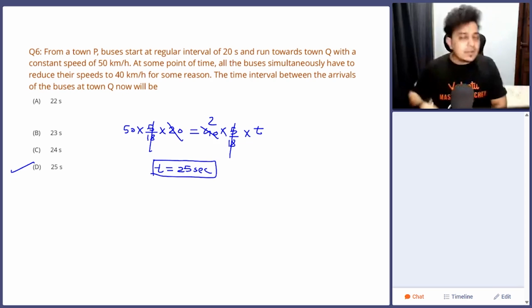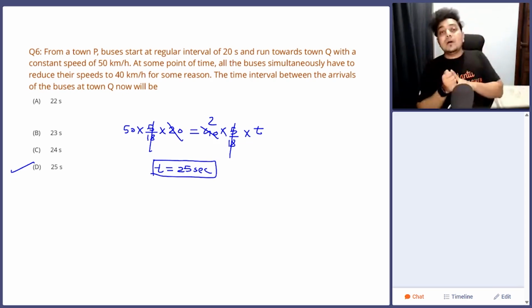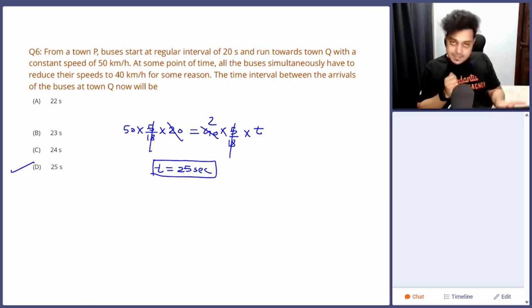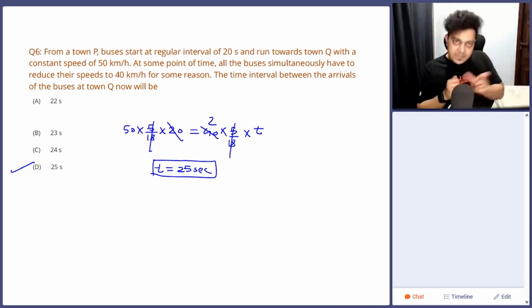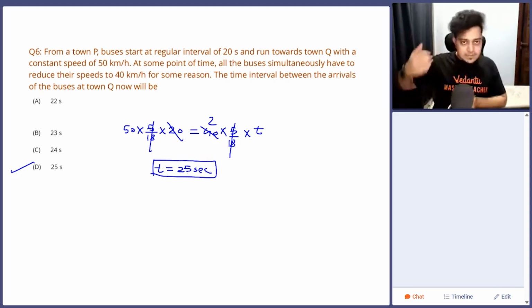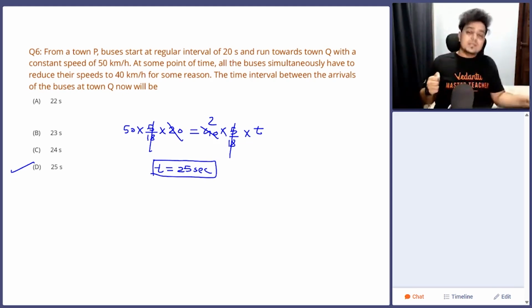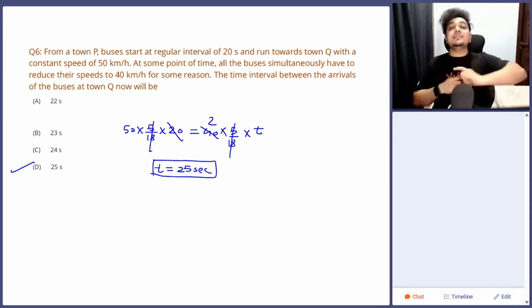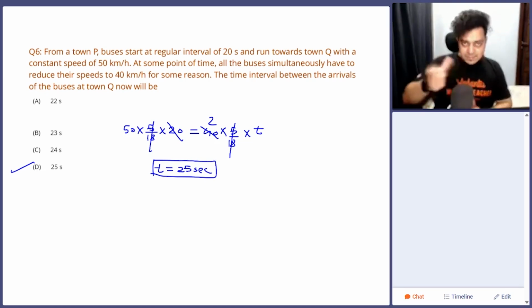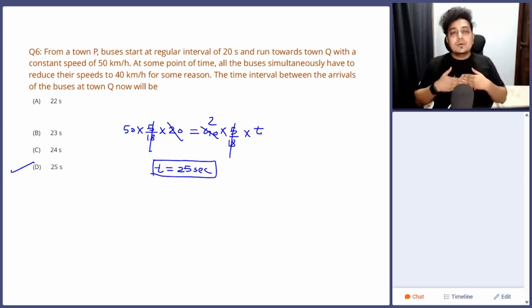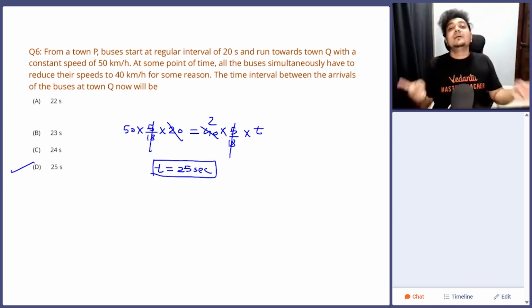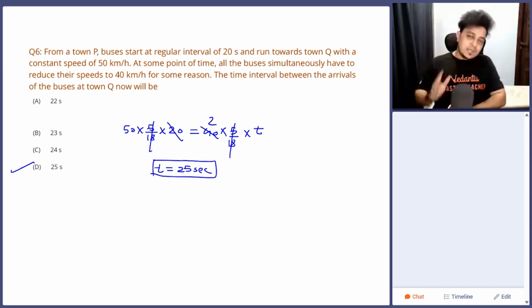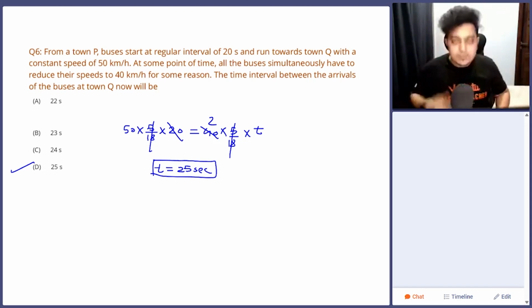So when the first bus arrives, that bus has to cover the distance that was there between the first and second bus. When the first bus arrives, I will start my stopwatch. The second bus to arrive at town Q has to cover the initial gap between them. There was an initial gap between them, right? So when the initial gap between them is covered, I will say yes, the second bus has also arrived at point Q or town Q.